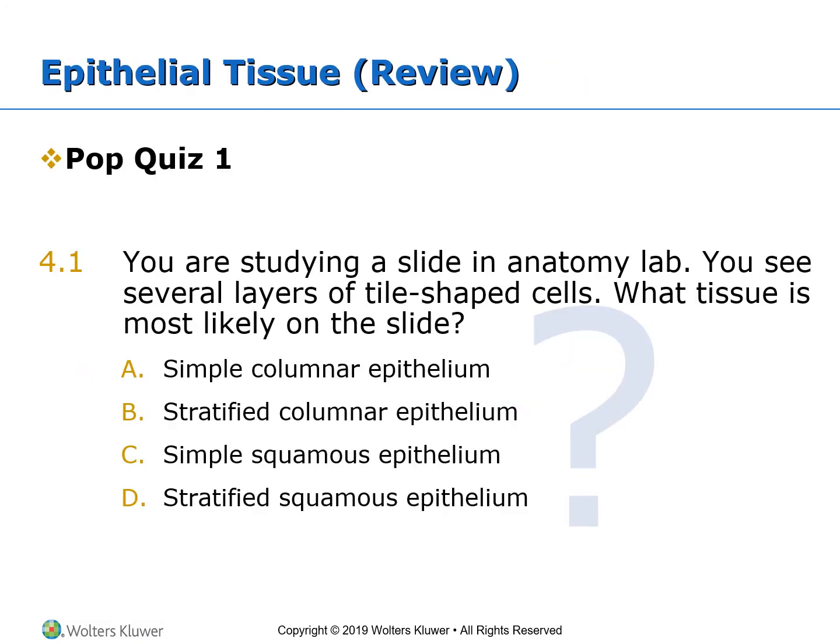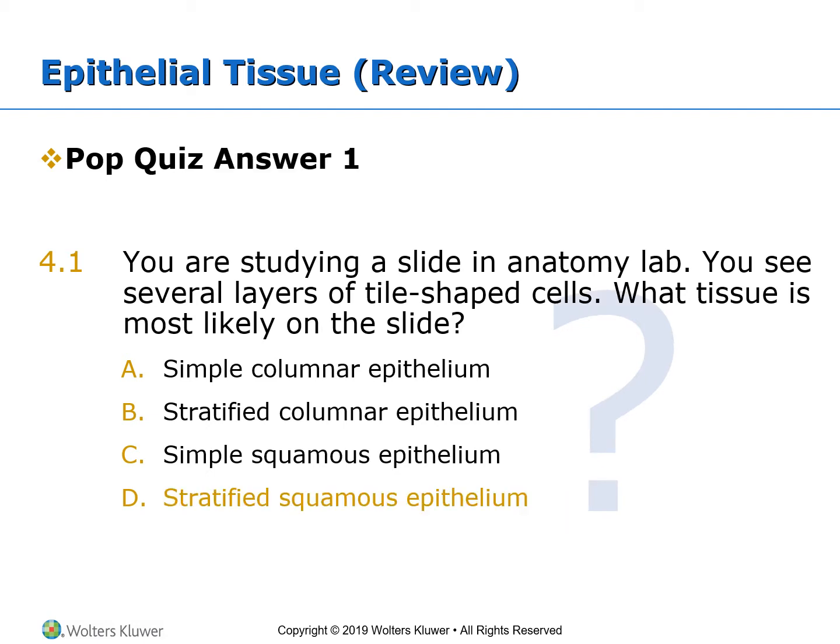So now here comes the first question. When you are studying a slide in anatomy lab, you see several layers of tile-shaped cells. What tissue is most likely on this slide? The options are simple columnar epithelium, stratified columnar epithelium, simple squamous epithelium, or stratified squamous epithelium.